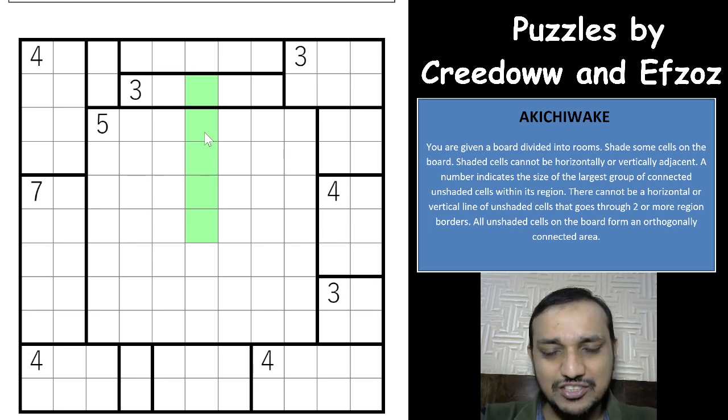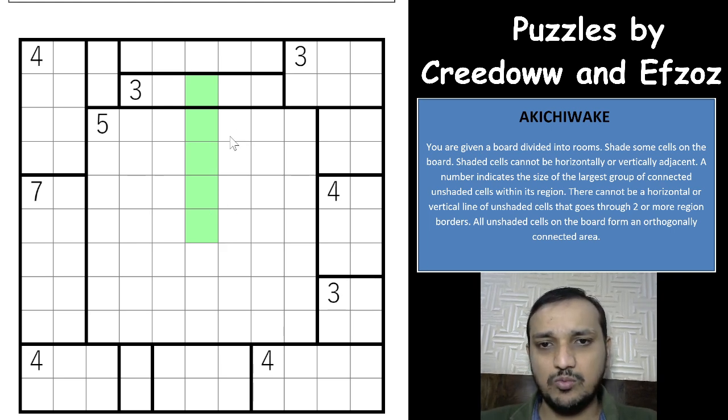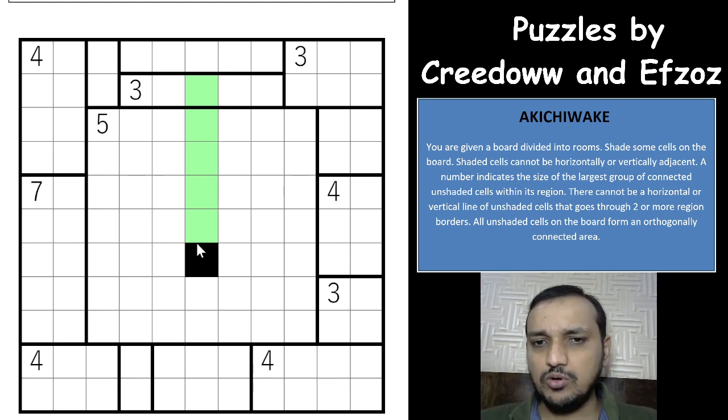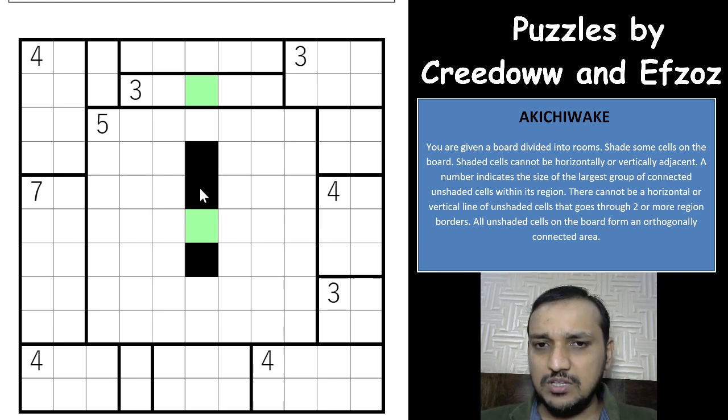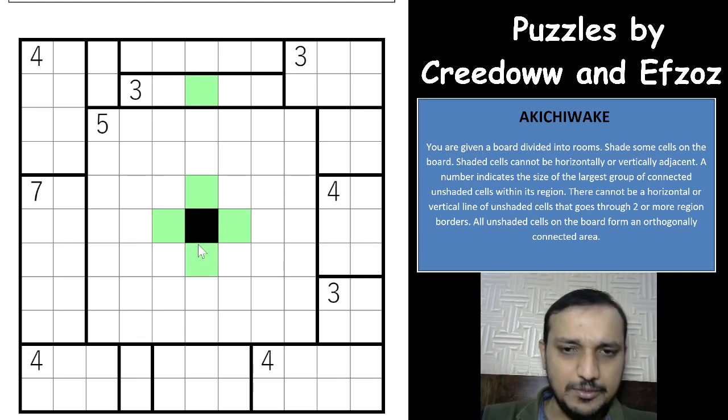If you take this unshaded cell out of this region, whatever be the case, one of these two cells is shaded and the other would have to be unshaded. Same with this case, same with this case. So what happens here is you have 8 unshaded cells here, one here, one here, one here and one here, and the 4 that we have here. So whatever be the case, the center cell cannot be unshaded, it would have to be shaded.